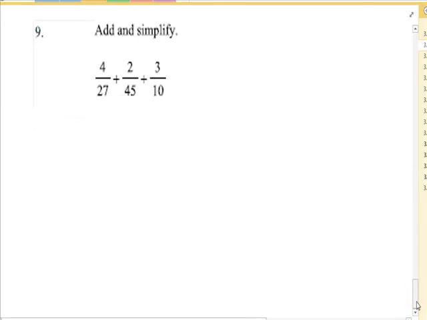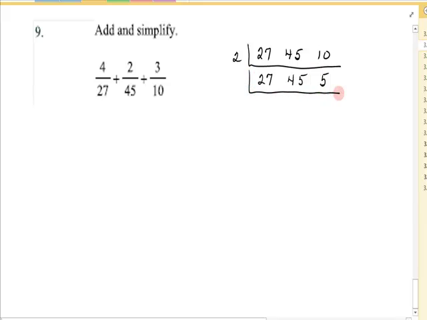All right, this one looks like it may be the biggest challenge because I have to find a least common denominator for 27, 45, and 10. I am definitely using prime factors to do this. 2. It doesn't go into 27, it doesn't go into 45, but it goes into 10 5 times. 2 doesn't work anymore. Does 3 work? Yes, I know 3 goes in there. 3 goes into 27 9 times. 3 does go into 45. It goes in 15 times. It doesn't go into 5.